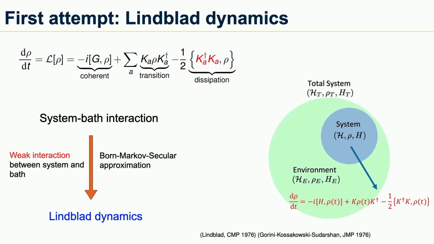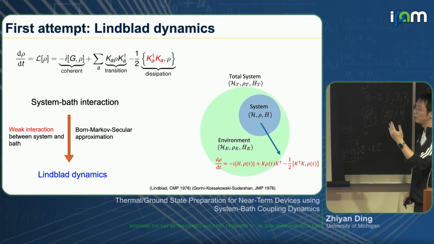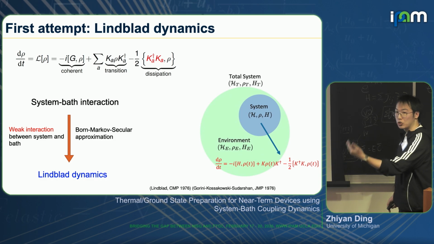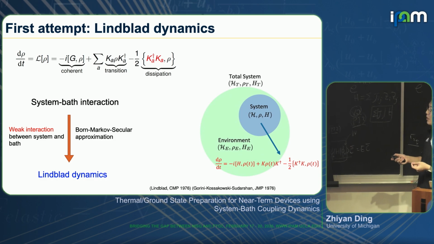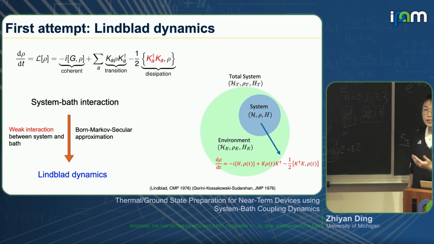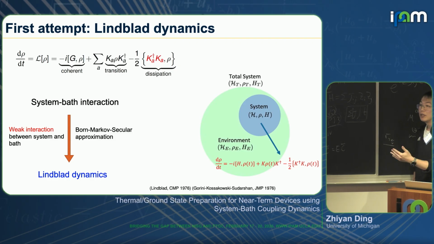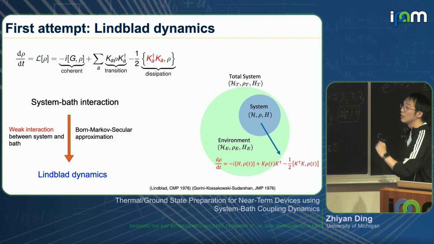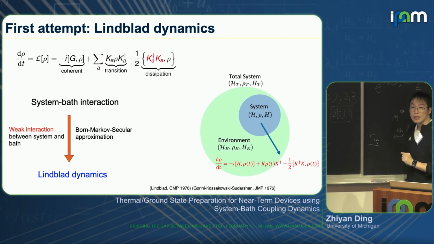Originally, in the open quantum system framework, we have something called the system-bath interaction. Under the assumption that we have weak interaction between the system and the bath, and after some approximation, basically in physics we require the Born, Markov, and secular approximation, we can show that the dynamics of my system part can be approximated by the Lindblad dynamics. Basically, the Lindblad dynamics is a very good mathematical model to approximate the original open quantum system dynamics.